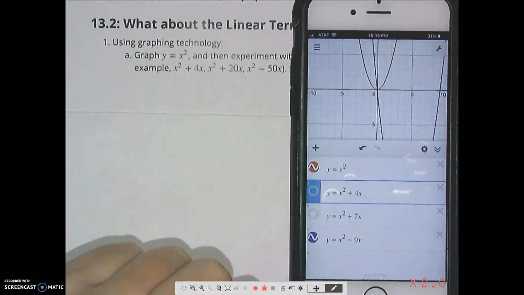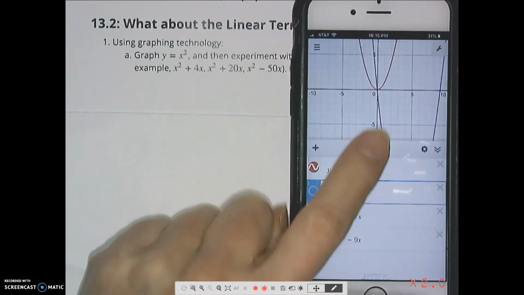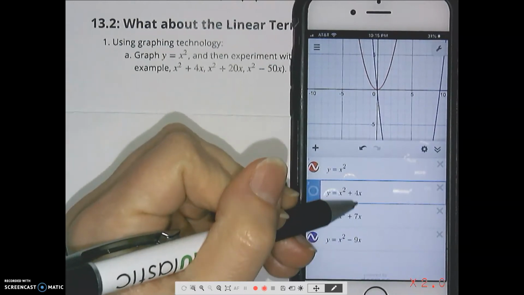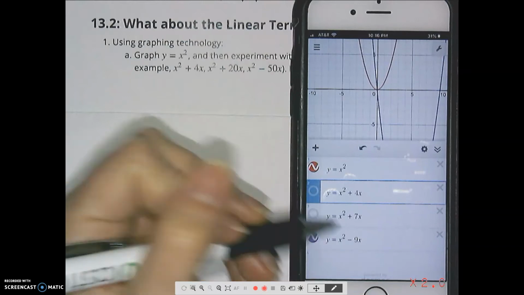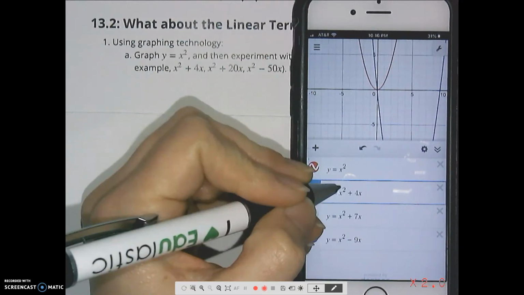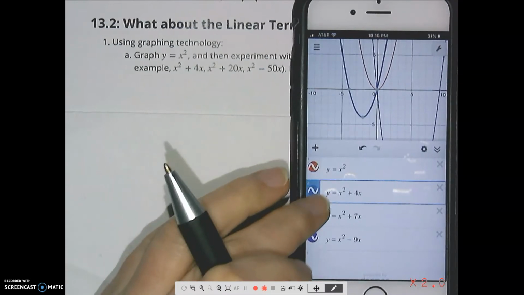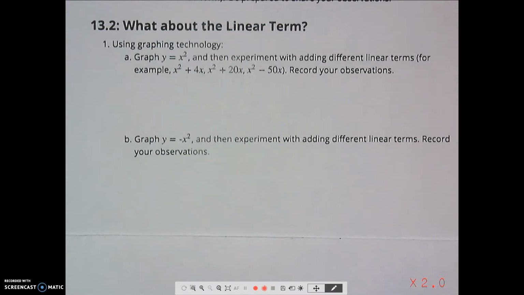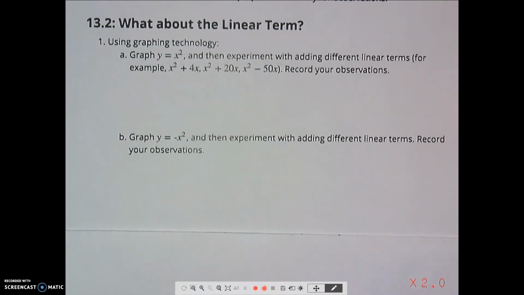And for x squared minus 9x, it crosses through the origin and also crosses through positive 9. So kind of this number here, it's going to cross through the opposite of that when x squared is positive. Okay? So then what happens if we have negative x squared?